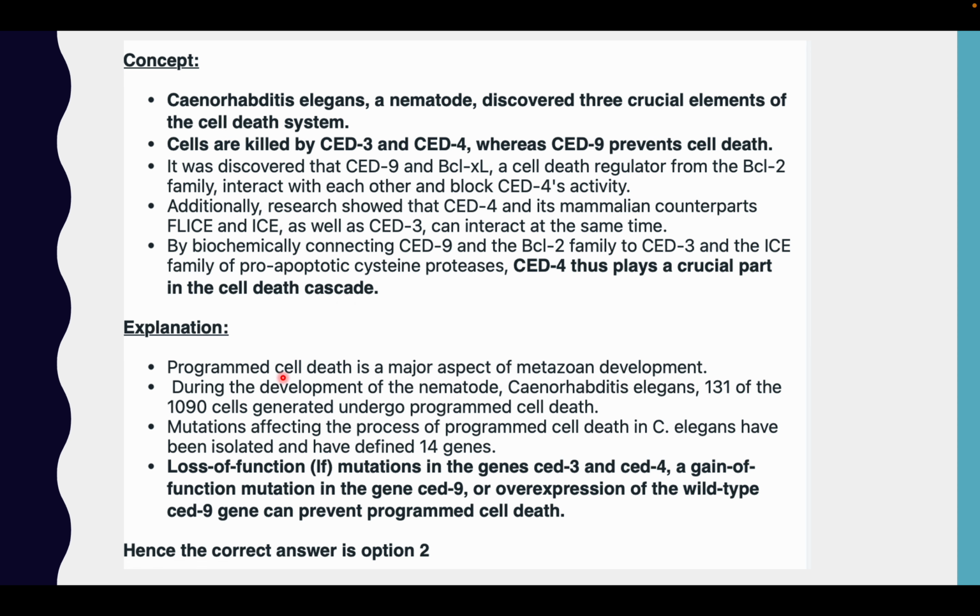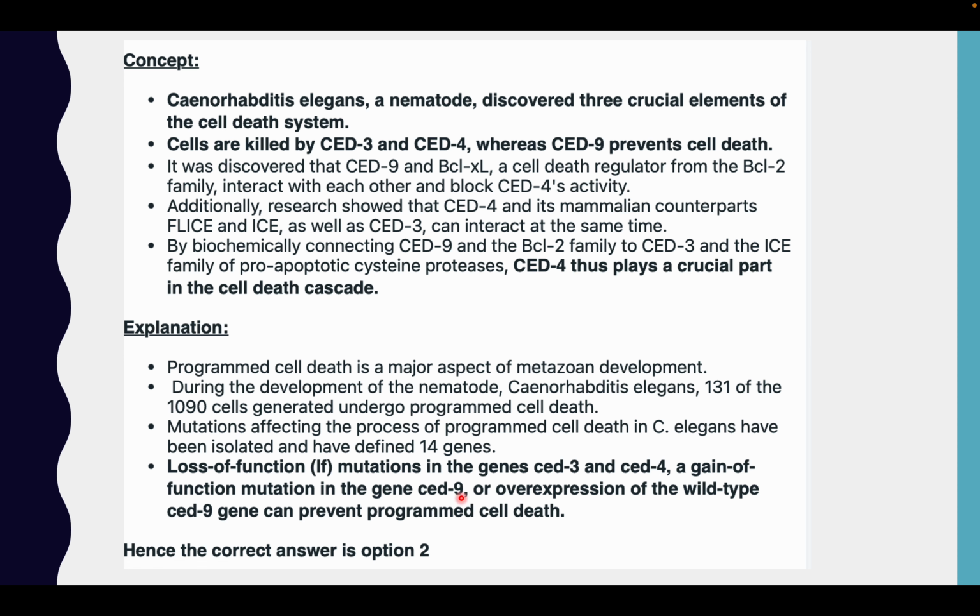So, talking about programmed cell death, it is a major aspect of metazoan development. During the development of the nematode C. elegans, 131 of the 1090 cells generated undergo PCD, programmed cell death. Mutations affecting the process of programmed cell death in C. elegans have been isolated and have defined 14 genes. So here loss of function mutations in the genes CED3 and 4, and gain of function in the gene CED9 or overexpression of the wild type CED9 can prevent programmed cell death. So it was asking which of the following would cause apoptosis?